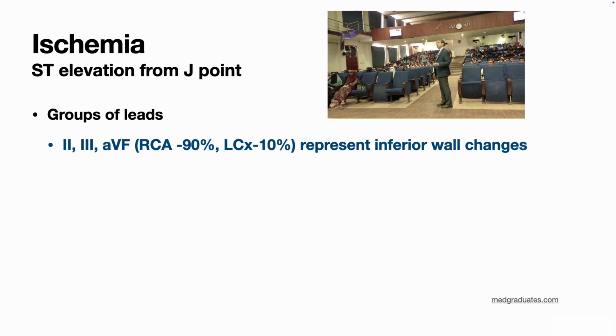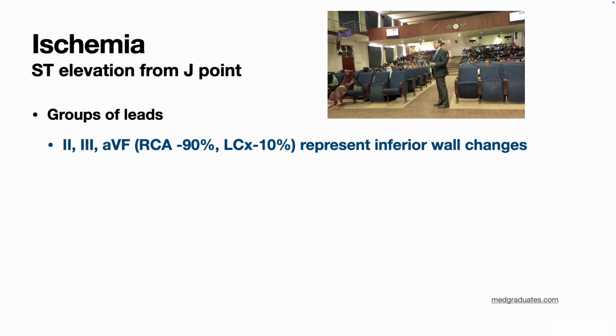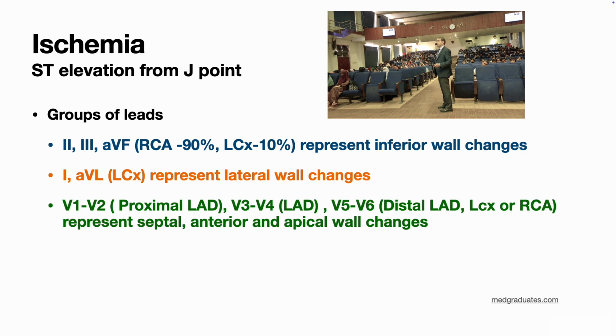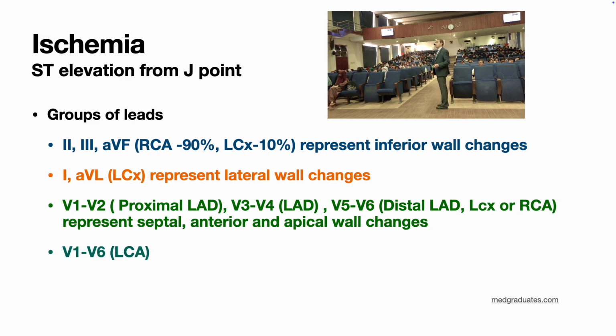So lead 2, 3 and AVF, they represent the inferior wall changes and they are because of the right coronary artery and sometimes the left circumflex artery. Lead 1 and AVL, they represent lateral wall changes, left circumflex. V1, V2, proximal LAD, V3, V4, the whole LAD, V5, V6, distal LAD, left circumflex, or sometimes right coronary artery. If the right artery is big, it can come from behind and supply the lateral part of the heart. So in that case, right coronary artery is dominant. V1 to V6, if there are problems, means the left main stem is in trouble.